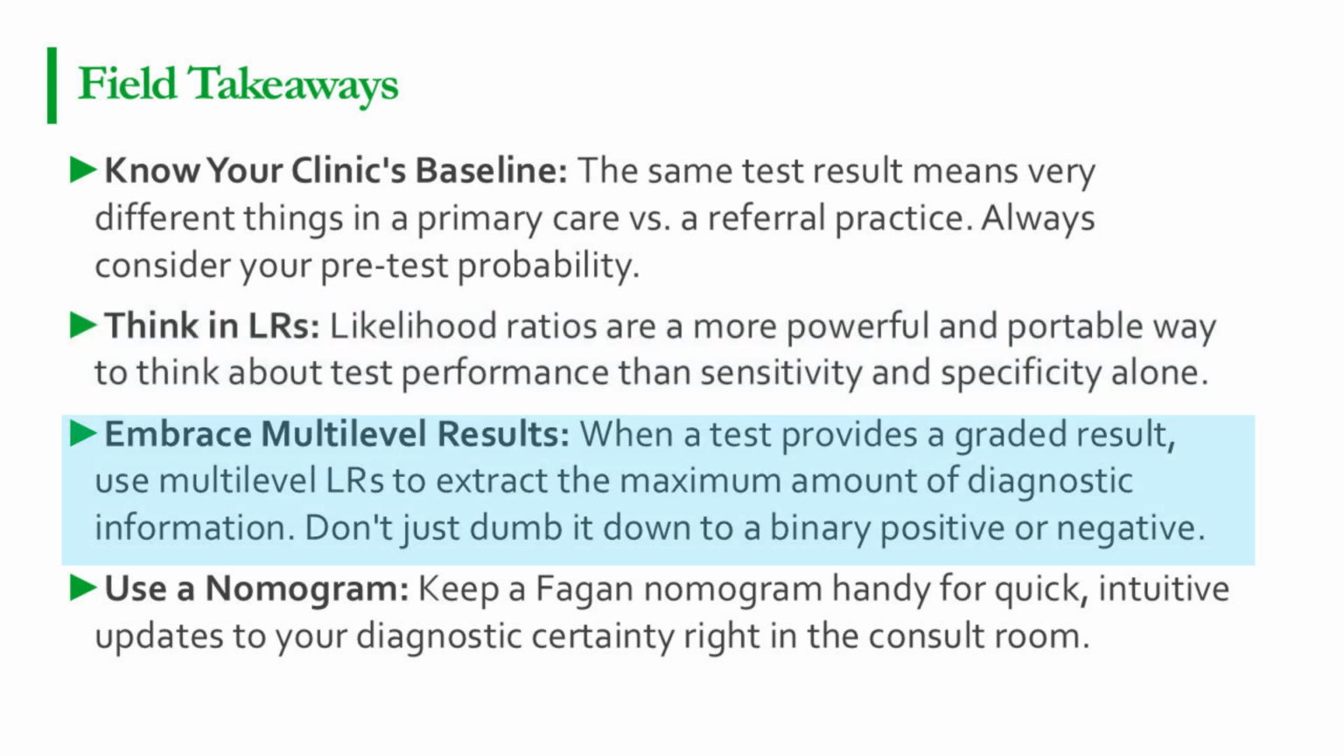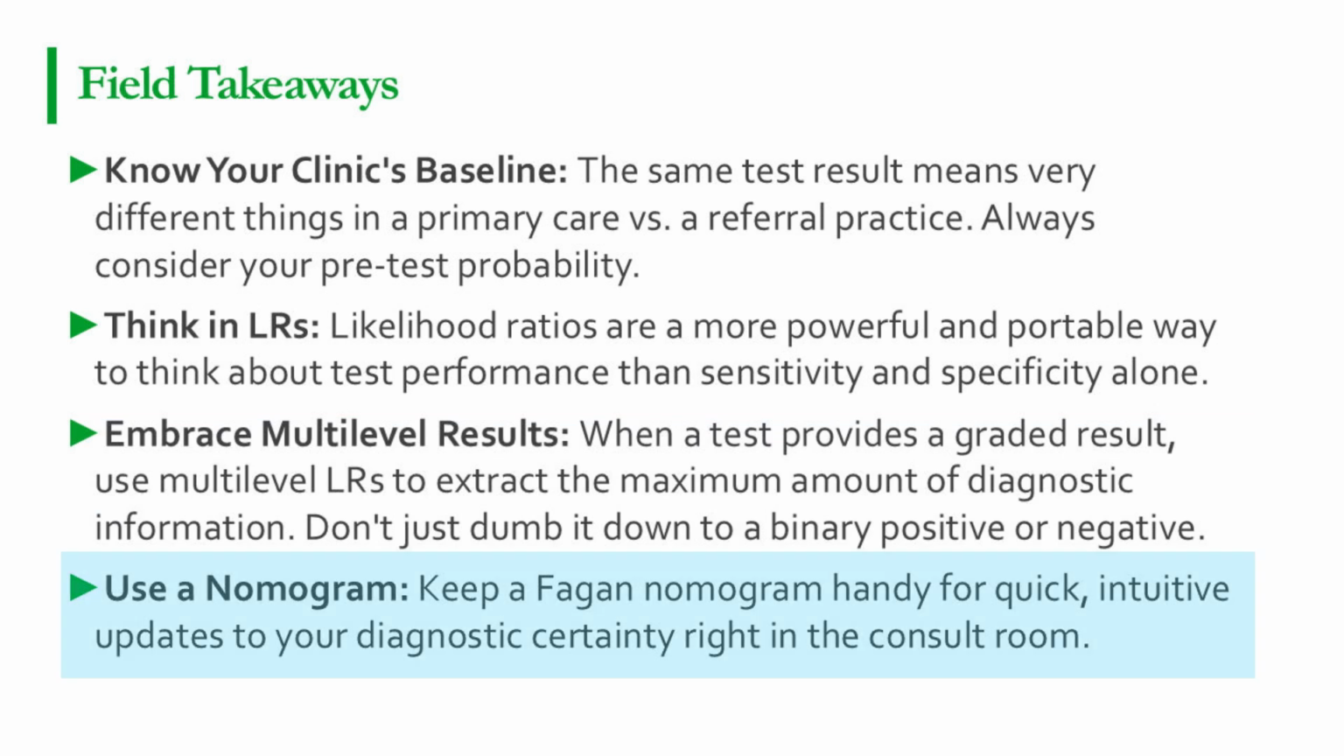Third, whenever possible, embrace multi-level results. Don't just settle for a simple positive or negative when the lab gives you a quantitative value. Using category-specific likelihood ratios allows for a much more nuanced and accurate interpretation. Finally, make it easy on yourself. Print out a Fagan nomogram and keep it in your pocket or on your desk. It's the fastest way to turn a test result into a confident clinical decision.